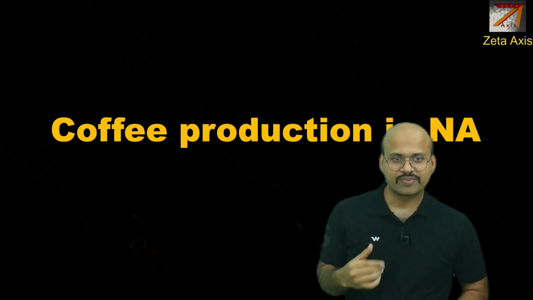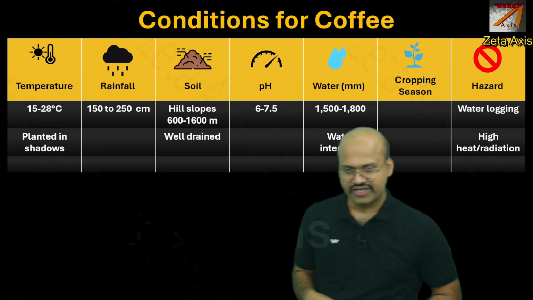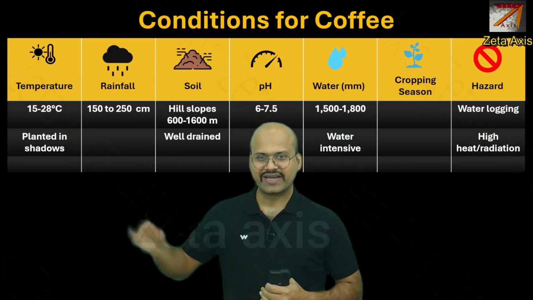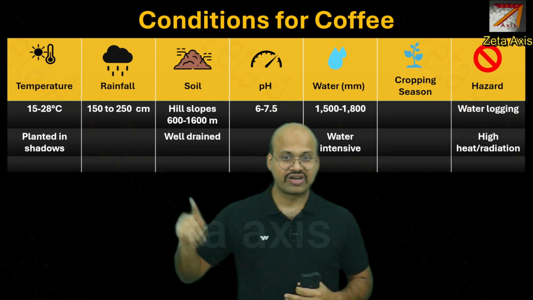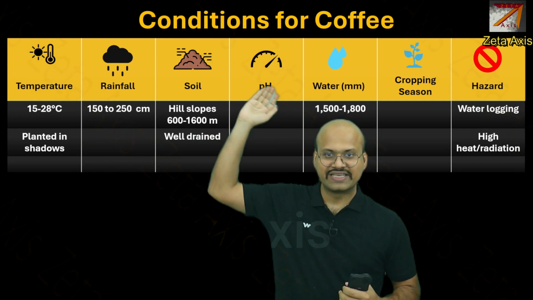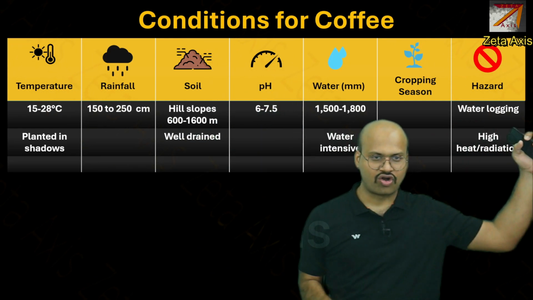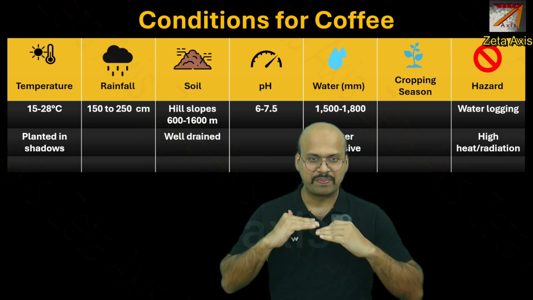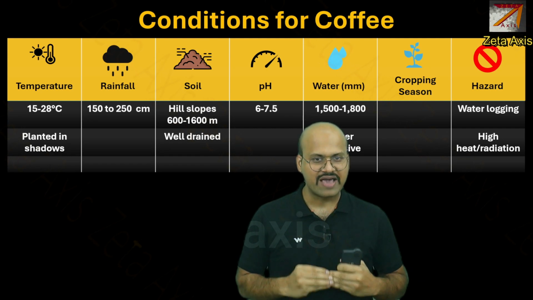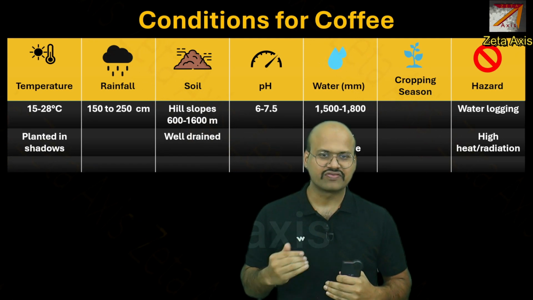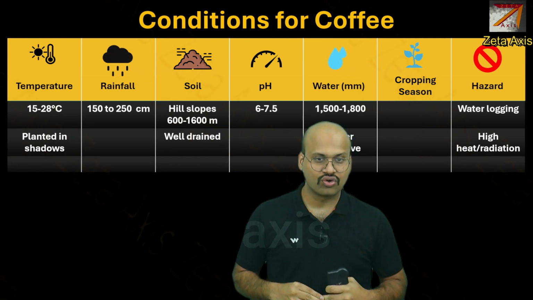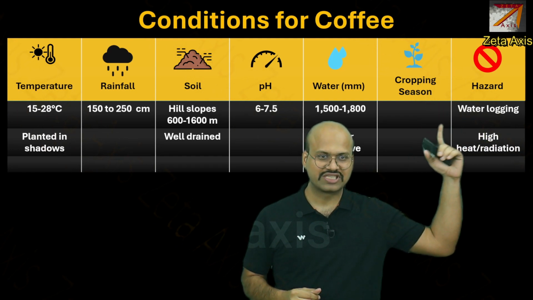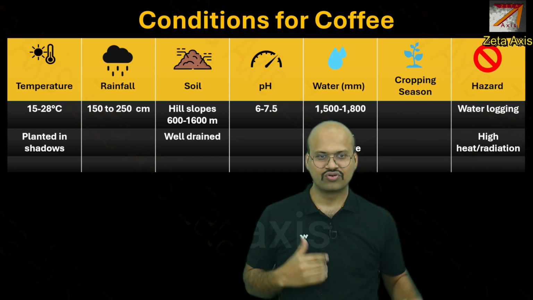Now let's see coffee production in North America. Coffee is also a tropical crop and it requires warm climate and adequate rainfall, but it is grown on hill slopes because the coffee crop cannot have waterlogging. If there is more water requirement and you are growing on a plain region, then there is a high probability of waterlogging. That is why coffee as well as tea are grown on the hill slopes, which ensures that there is no waterlogging, because this is extremely harmful to coffee.